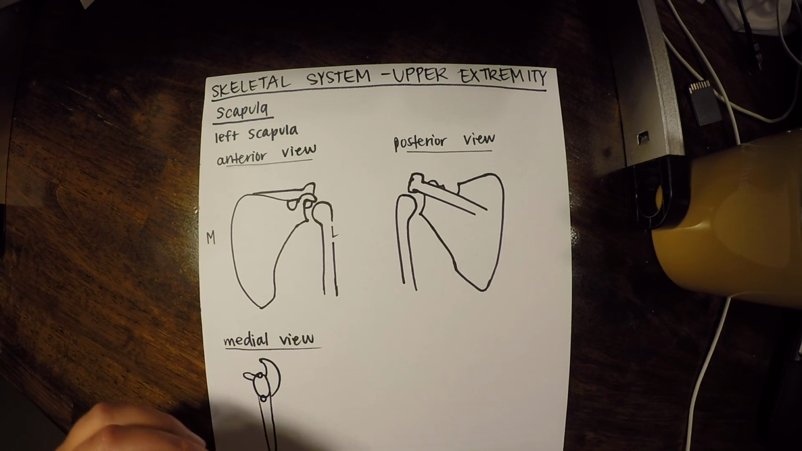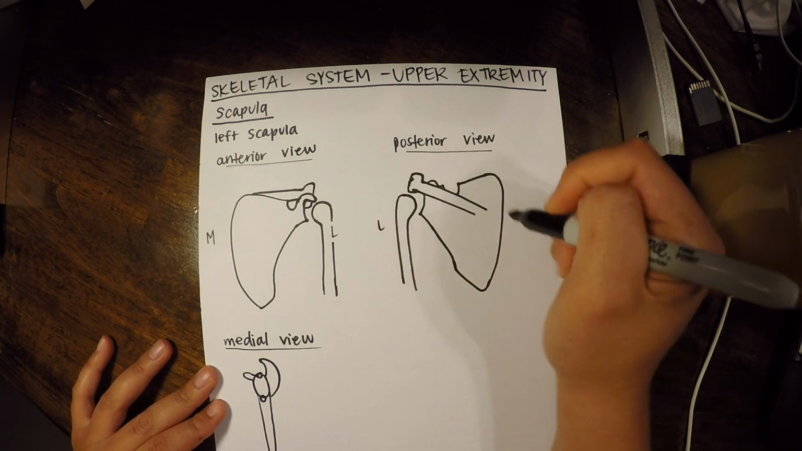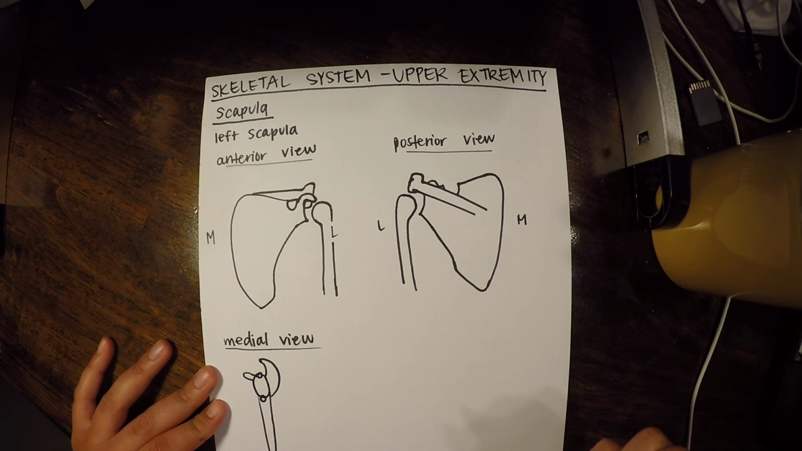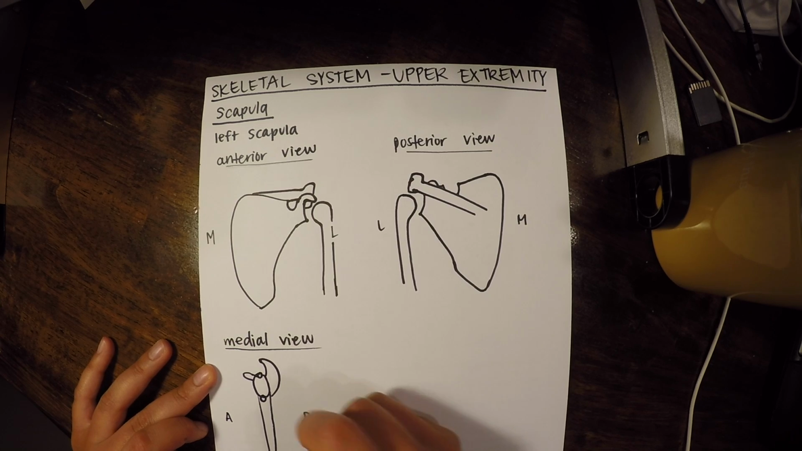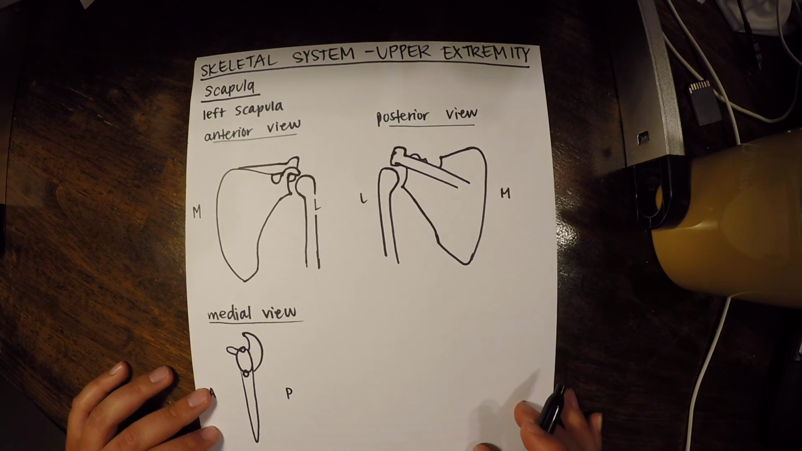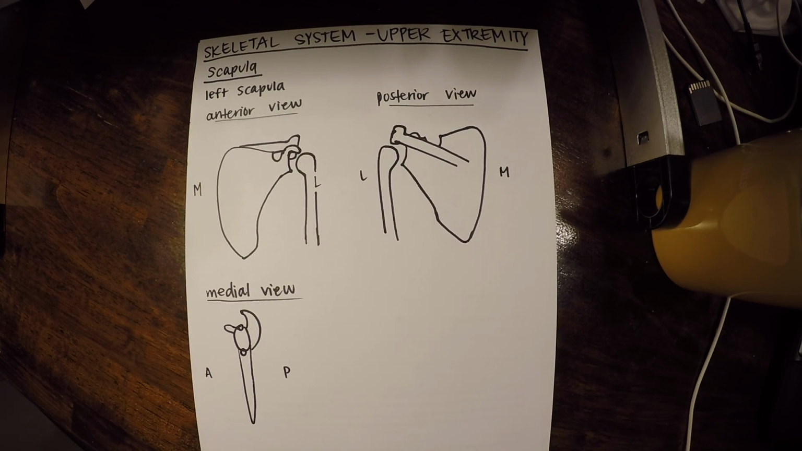Alrighty. Sweet. So let's start labeling. Oh, you know what? Actually, this is going to be lateral. This is going to be medial. And then this is going to be anterior, and this is going to be posterior. Let's make sure that we get all those in there. Okay, let's start labeling.